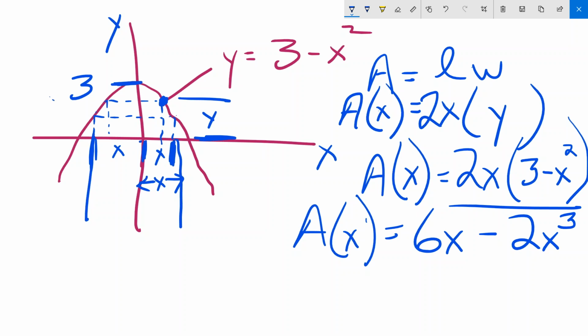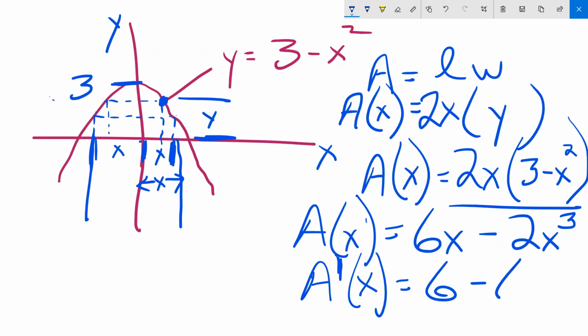What do you always do? If I say you're in calculus, what's the first step? The derivative. The first derivative. The derivative. That's always what you do. If you don't know what to do and that's an option, do that. So what is the first derivative function? Okay, so that's just 6 minus 6x squared.